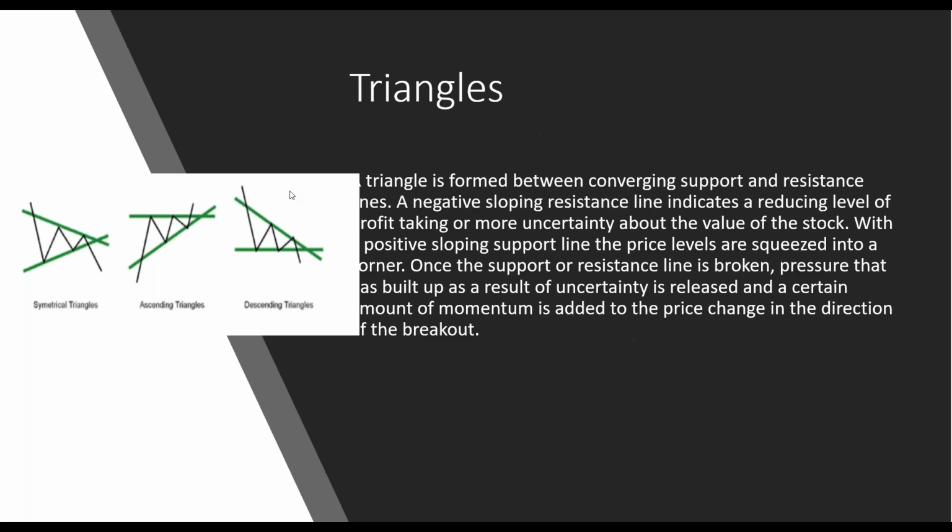So the three main triangles are symmetrical, ascending, and descending. And like I said, the difference is in a symmetrical triangle, the support and resistance lines are on the same angular line, whereas an ascending has a horizontal line and a descending has a horizontal line. And it just depends on whether the price is moving up or the price is moving down. Now you can get an ascending triangle or a descending triangle in the opposite trends, but that rarely happens.